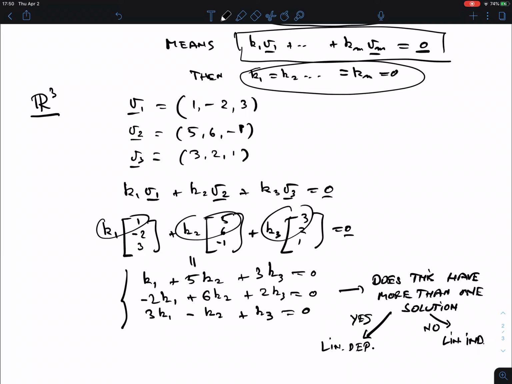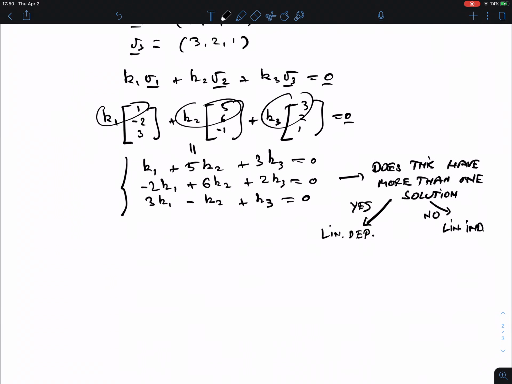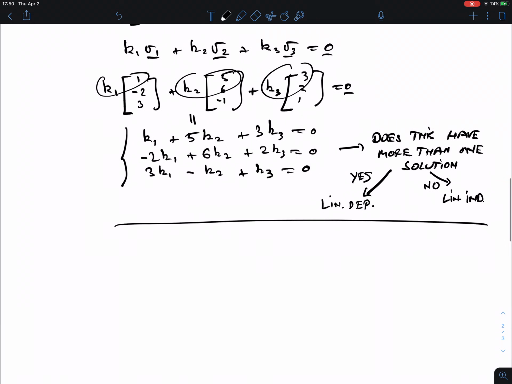All right, but how do we check that? Well, we have to solve the system of equations. We put this as a matrix. Notice that the columns of the matrix are just the vectors. That's very convenient. Then it's a system of equations, so we have this augmented column which is all zeros. Let's quickly row reduce this.